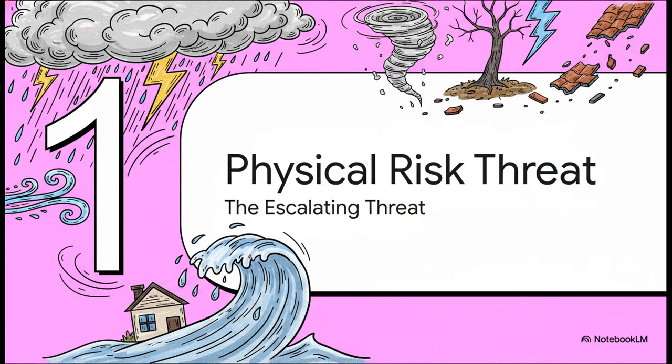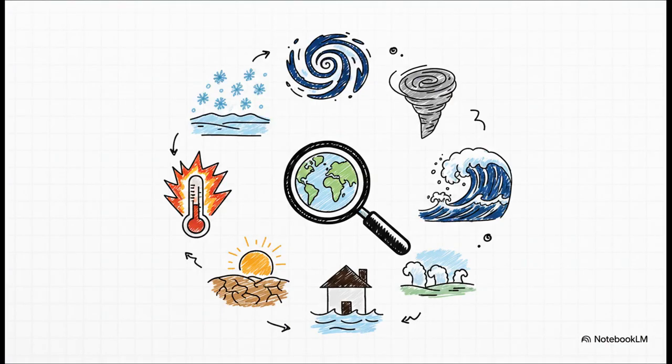All right, Section 1. The physical risk threat. Let's start with the escalating problem facing the insurance industry and the very nature of these physical risks. The SASB standard explicitly calls out these specific weather-related natural catastrophes that you've got to monitor and report on. You can't just group these into one generic bucket called bad weather in your disclosures.